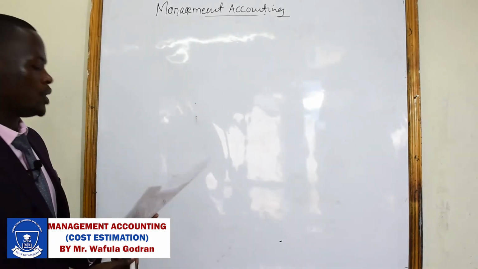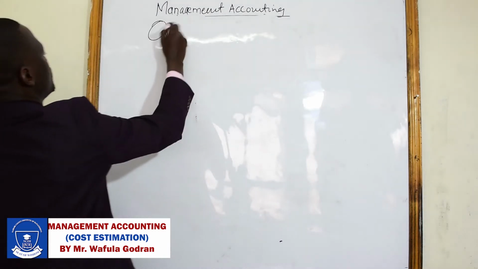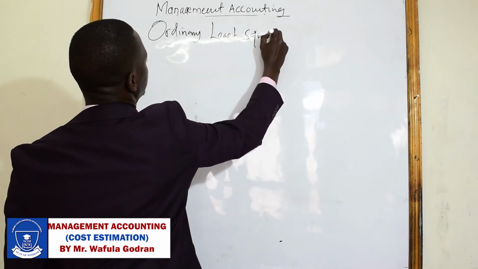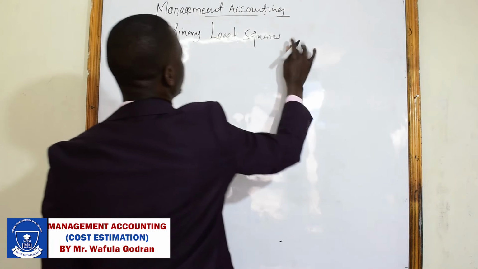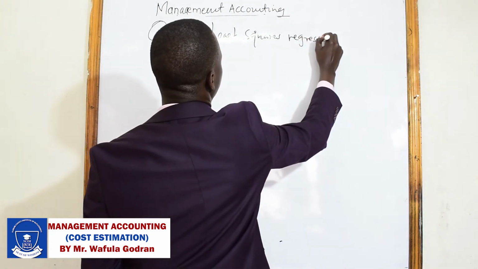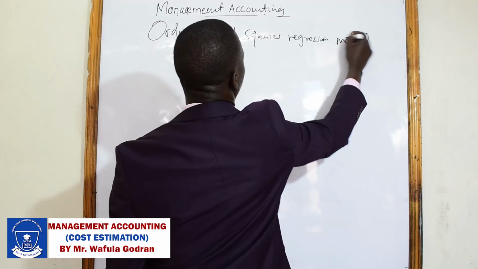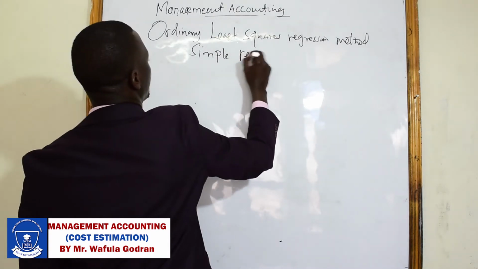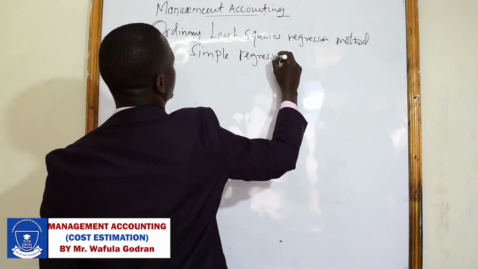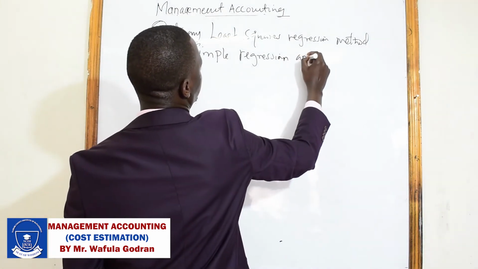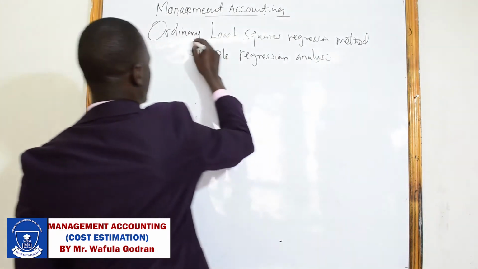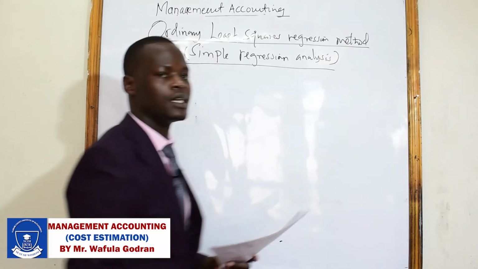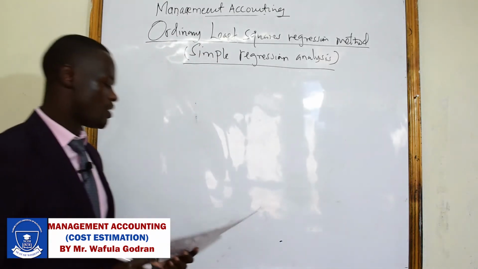The last method is what we are calling the ordinary least squares regression method. Simply put, simple regression analysis. So this one rarely misses in the exam. Make sure that you understand exactly what we are going to do so that you will not have a problem.